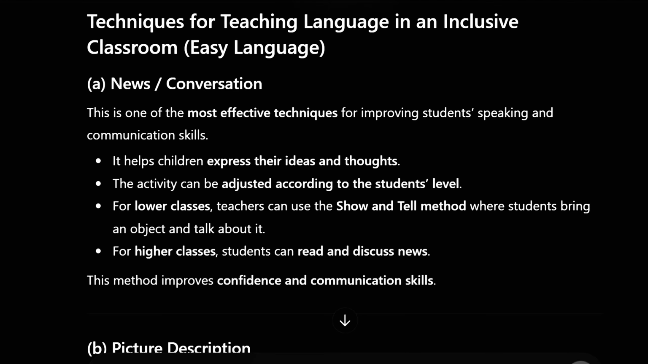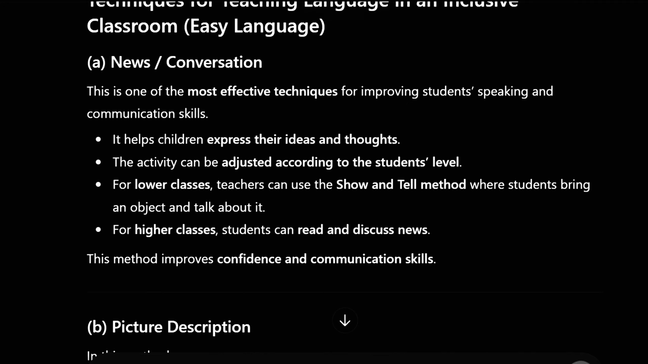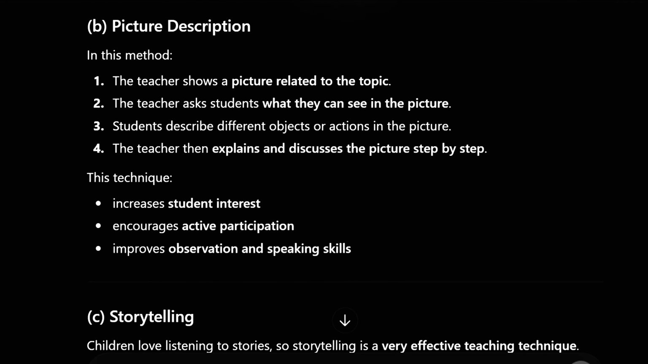This method improves confidence and communication skills. Picture description. In this method, 1. The teacher shows a picture related to the topic. 2. The teacher asks students what they can see in the picture. 3. Students describe different objects or actions in the picture. 4. The teacher then explains and discusses the picture step by step.